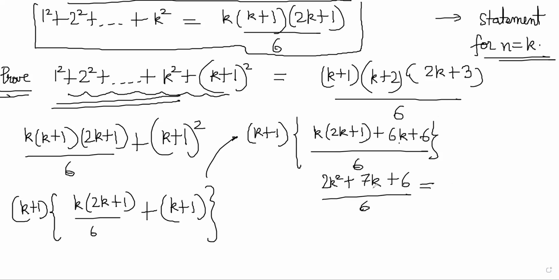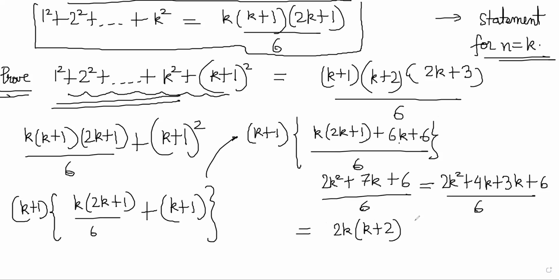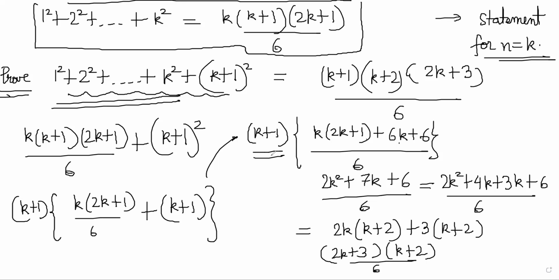And see that the inside part is factorizable, because I can do 2k square plus 4k plus 3k plus 6, by 6. So this becomes 2k common k plus 2, and plus 3 common k plus 2. So it becomes 2k plus 3 into k plus 2 by 6. And outside there is a k plus 1. So now see, it is becoming k plus 1, k plus 2, 2k plus 3 by 6, which is the right hand side.